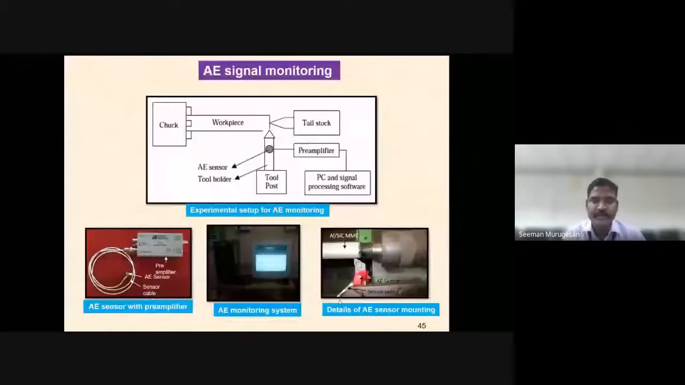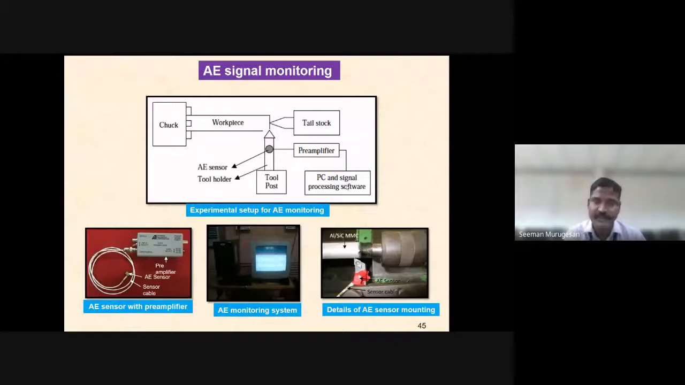This is the AE signal monitoring setup. Here is the workpiece, and this is the tool. At the top of the tool, you fix the AE sensor. This is a preamplifier, and this is a tool post. Then the preamplifier is connected to the personal computer with the signal processing software.